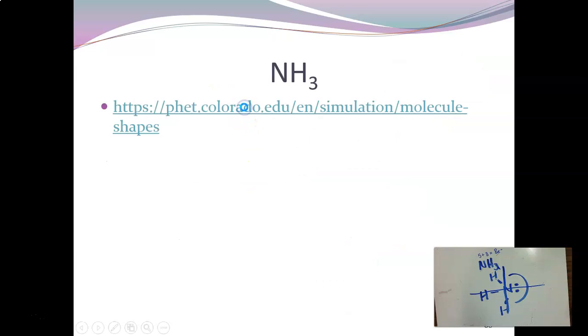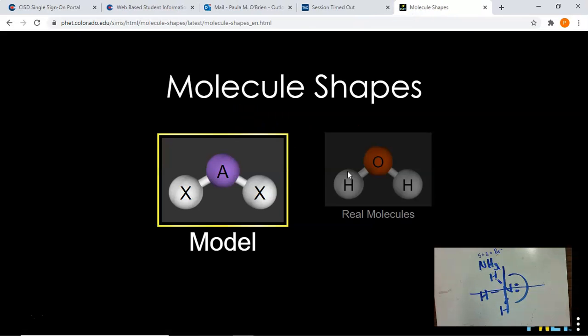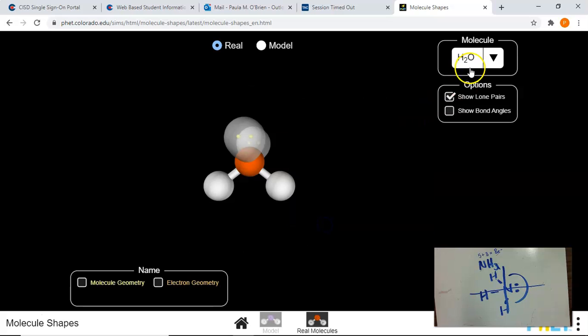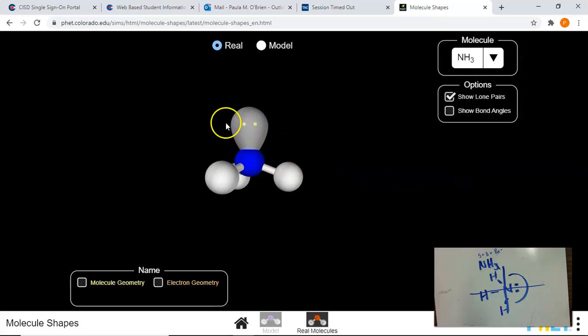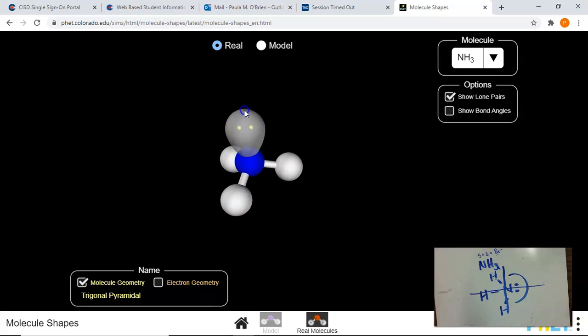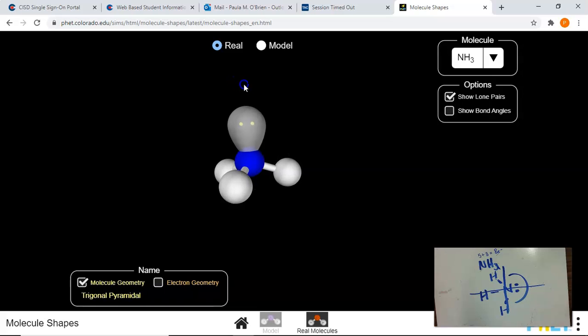So let's see the PhET simulation for ammonia. Real molecules, and let's find ammonia. There it is, NH3. So there's our playground bully, the lone pair of electrons. It's trigonal pyramidal. It pushes the bond angles so that it looks like a little three-sided pyramid. The lone pair electrons take up a lot of space and push those bond angles down. Kind of looks like a pyramid. Bond angles 107.8 degrees.